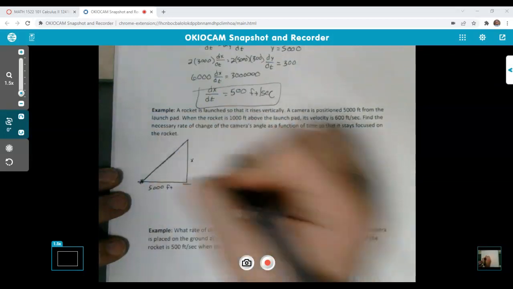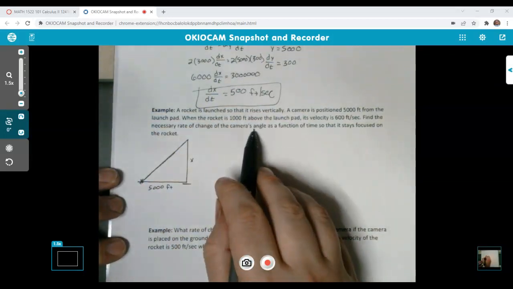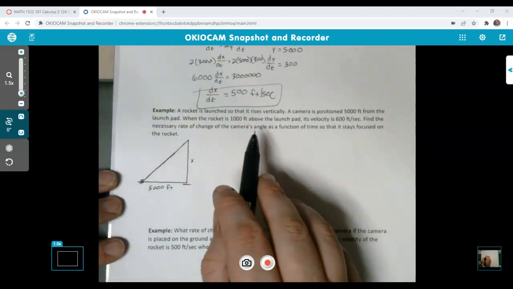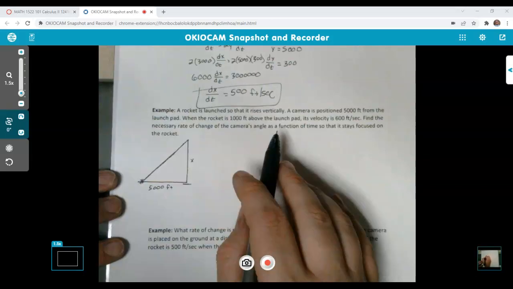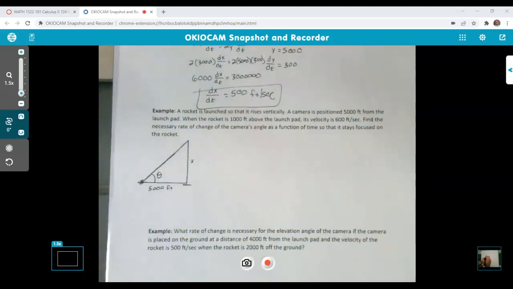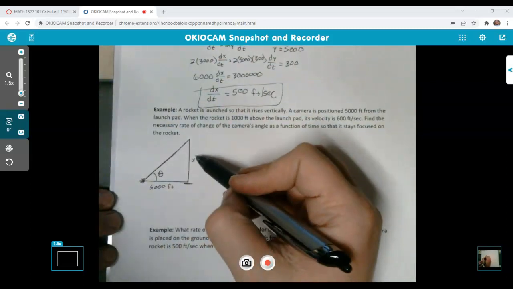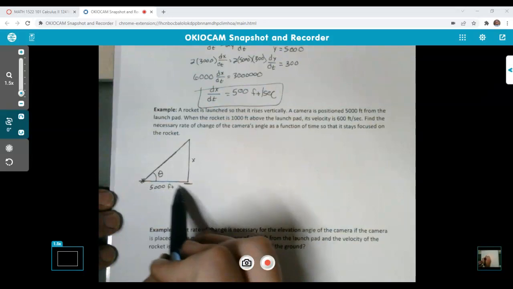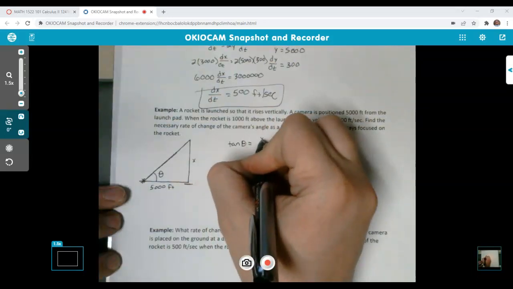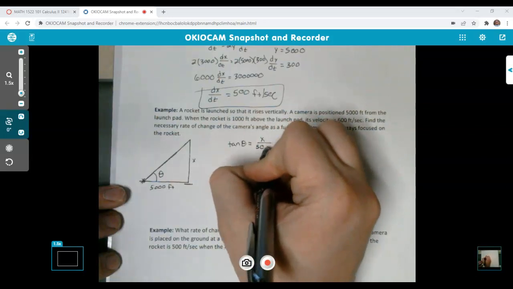Let's call this an x. And then it asks for the angle. So we're going to talk about the angle right here. So when I think about what equation I can make from that, notice I have this side and this side over here. I have the opposite side and the adjacent side. That is tangent. So I have tangent of theta equals x over 5,000.